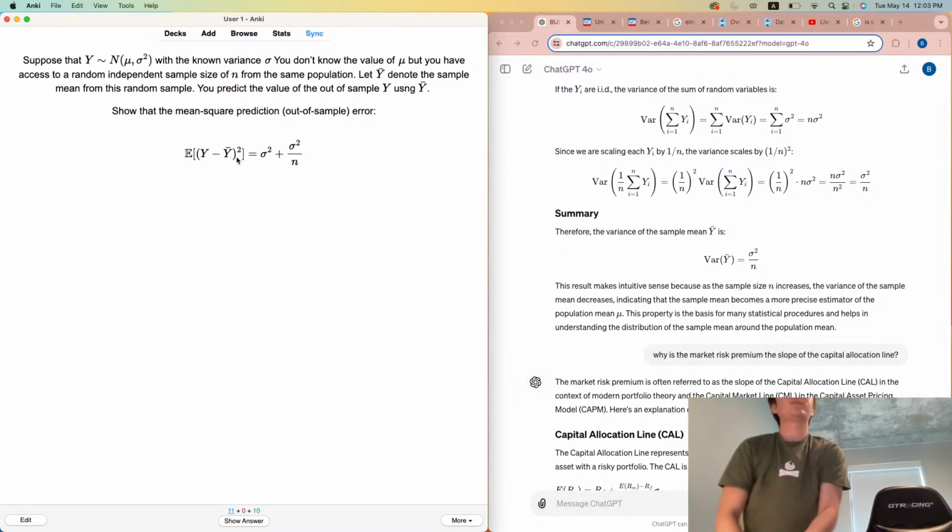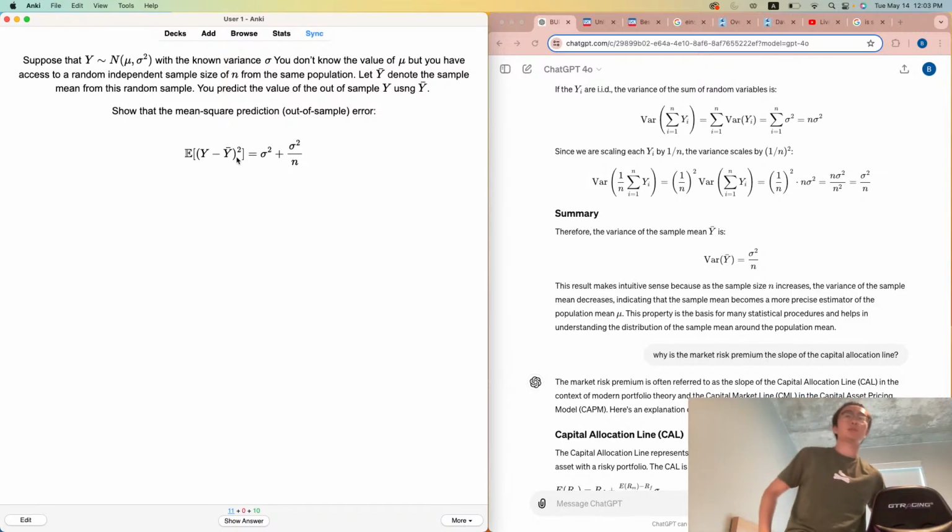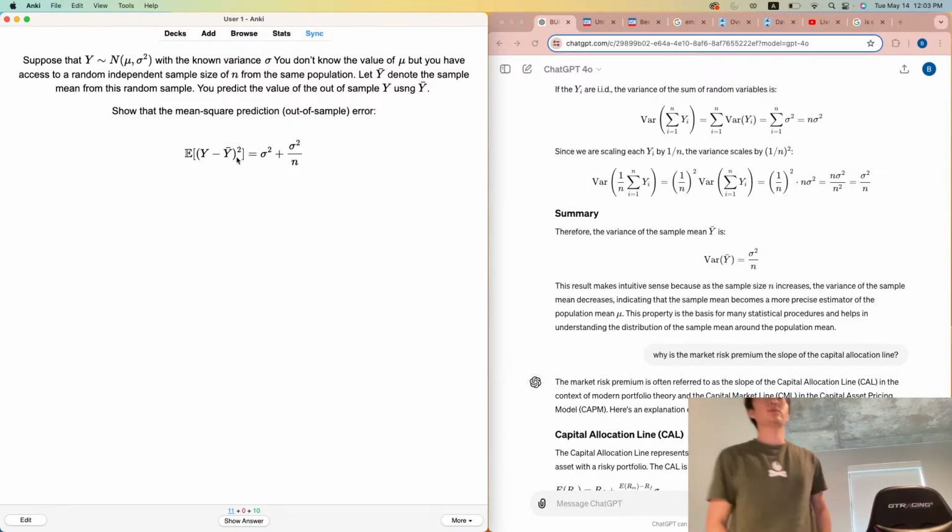So you don't know the value of mu, but you have access to a random independent sample of size n from the same population, and a sample mean from this random sample.